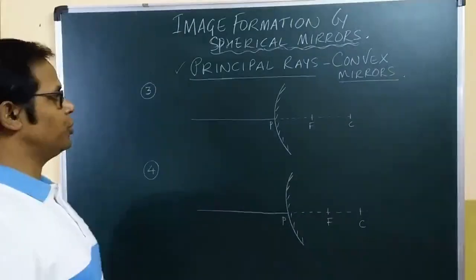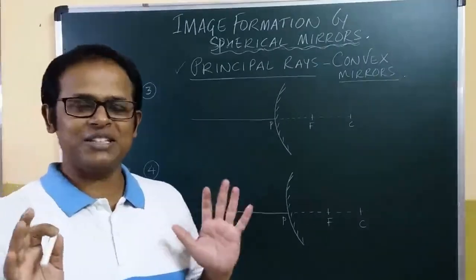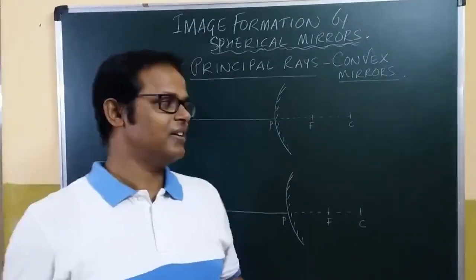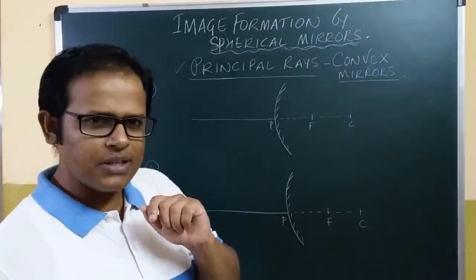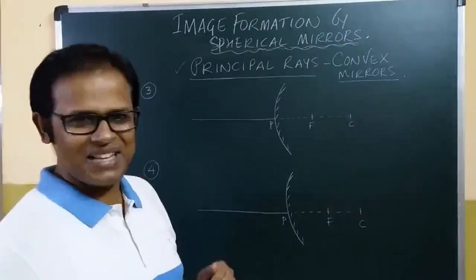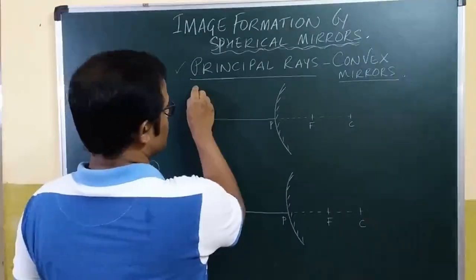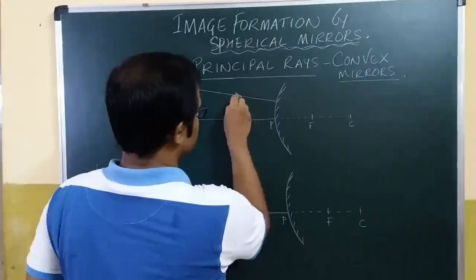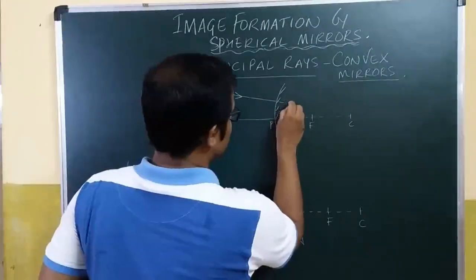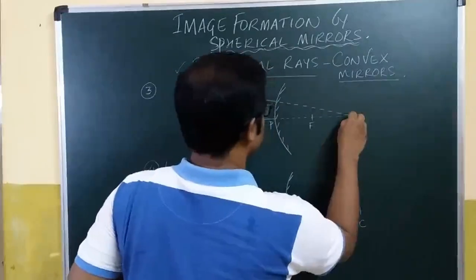Now let me show you the third and the fourth principal rays. I hope you're getting my explanation very clearly. The third principal ray: you remember what we did for the third one in the case of concave mirrors? Absolutely the same one. Any ray of light, from any direction, if it is incident upon the convex mirror, and the ray is directed towards the center of curvature of the mirror. Please mind it.